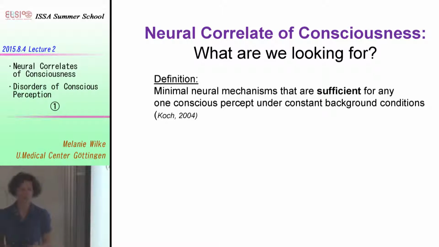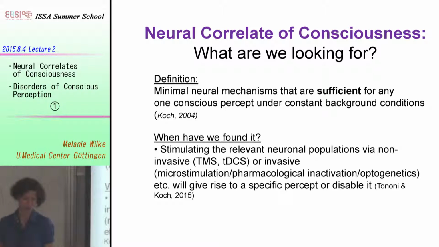Now say we look for the neuronal correlate of consciousness, what are we actually looking for? There is this definition from Christoph Koch and Crick, which is that this should be the minimal neural mechanisms that are sufficient for any one conscious percept under constant background conditions. And this is the notion I would like to discuss with you later. And then the question becomes, when can we actually be sure that we have found it?